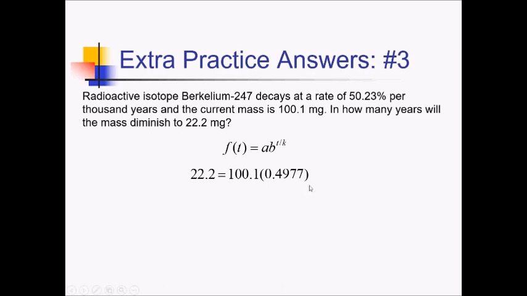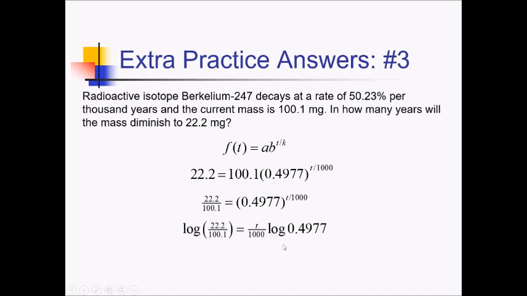Okay, so then we have to raise that to the t over k. T we're just going to leave as t because that's what we're solving for. K is the 1,000 years we have to wait before multiplying by a full one of these percentages. So now let's go ahead and solve for t. I can start by dividing by 100.1 to isolate the exponential term. Next, I'm going to take the log of both sides to pop that exponent out. So I've got log of stuff on the left equals t over 1,000 log of 0.4977.